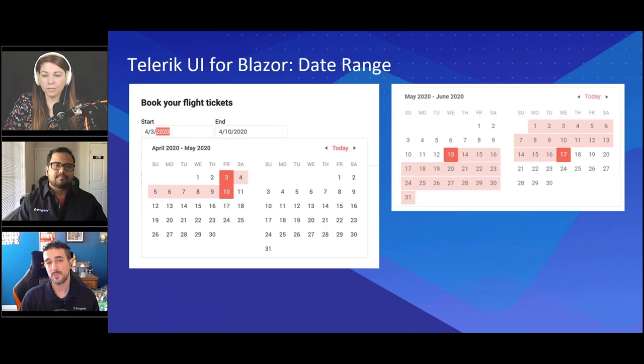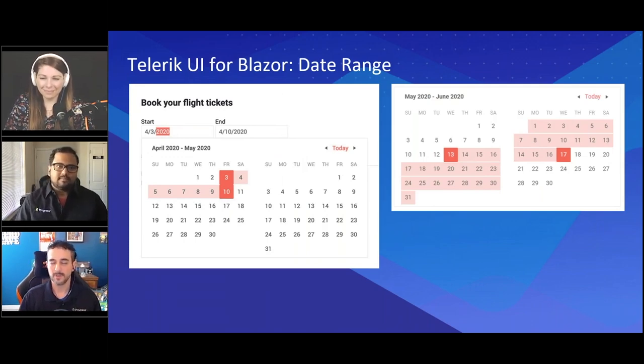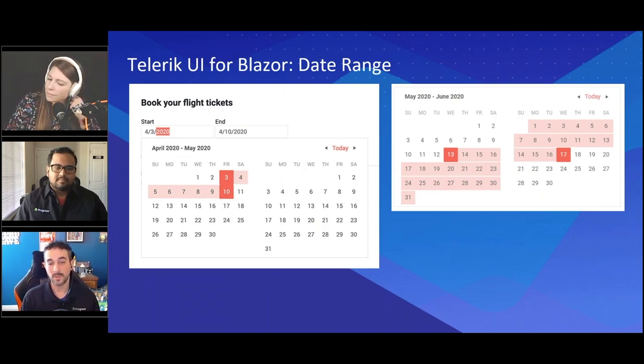We also have the date range picker. This is one of my personal favorites. Folks on the engineering team have probably heard me say that a million times. I come from a long background of building line of business applications, and I don't know how many times I've had to build a screen that reports over some data over a certain period of time, and users need to pick the start and end time for that date range.